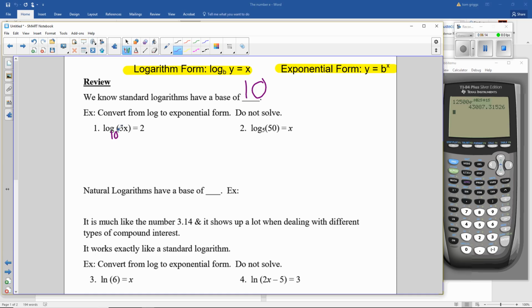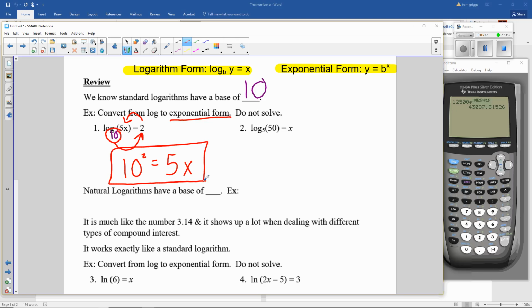Number two already has a base. So remember, the swirly method is this. You take the base, you raise it to that number, and then you set it equal to that. Of course, the directions say just convert to exponential form, and that now is in exponential form.